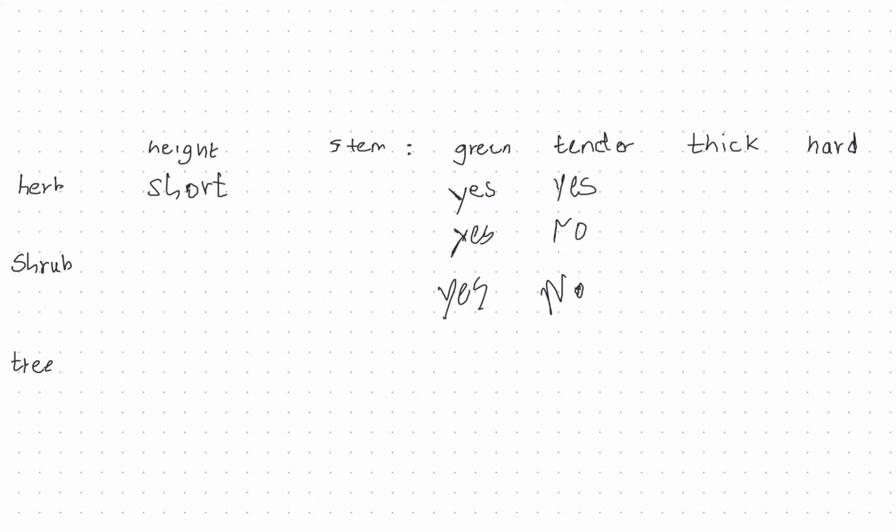Okay, Deepika, tell me, are the stems of the herbs tender? Ma'am, herb. Yeah, are they tender or not? I think so, ma'am. Think so. Okay, what about you, Sitesh? Ma'am, the herbs. Yes. Yes, okay. And what about the shrubs? Are they tender?